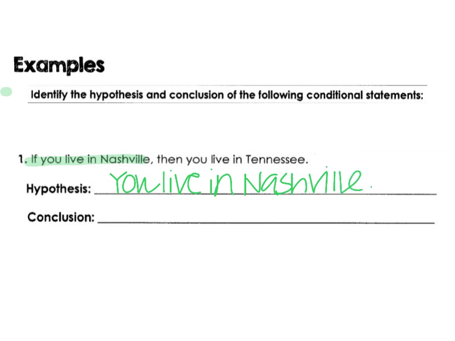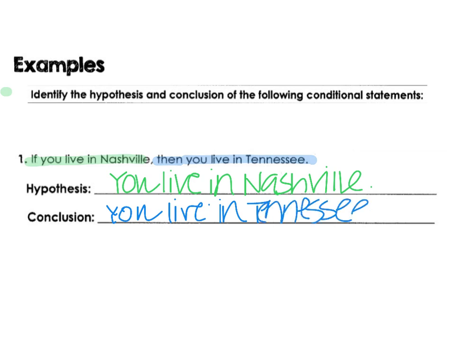Our conclusion is the phrase that immediately follows the word then. So we've got our word then. So therefore our conclusion is you live in Tennessee. So we write that as our conclusion: you live in Tennessee. Pretty simple enough, all right? Hypothesis is what follows the word if, conclusion is what follows the word then.